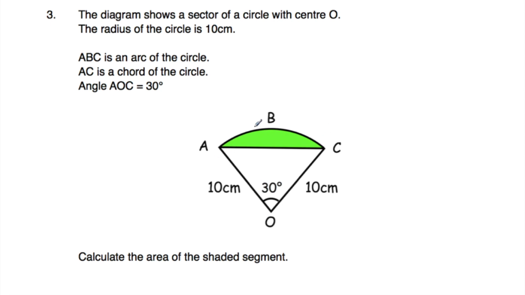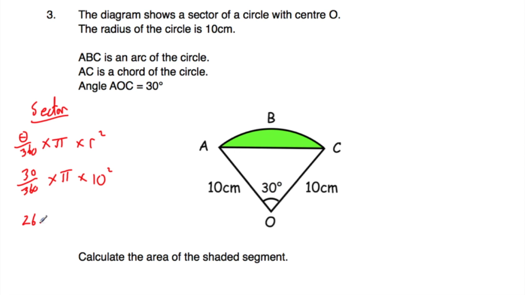So let's get the area of the sector and then we'll find the area of the triangle and take them away, and what's left will be the area of the segment. So let's do that. Let's start off with the sector. The area of the sector will be theta over 360 multiplied by pi multiplied by the radius squared. So we're going to do 30 over 360 multiplied by pi multiplied by the radius, which is 10 squared. And then we'll work out what this is, and it's equal to 26.1799 and so on centimeters squared. So that's the area of the sector.